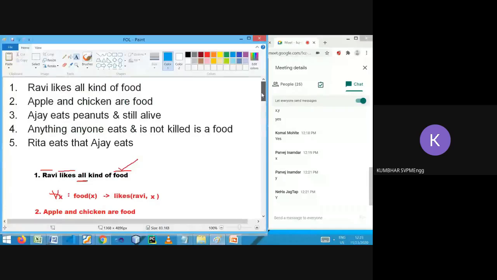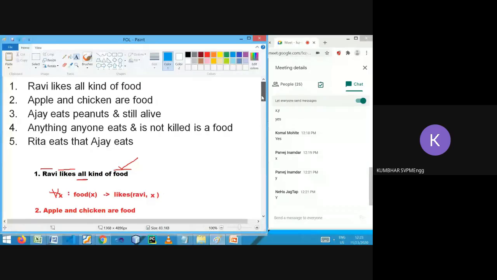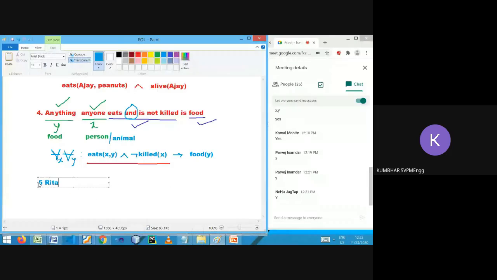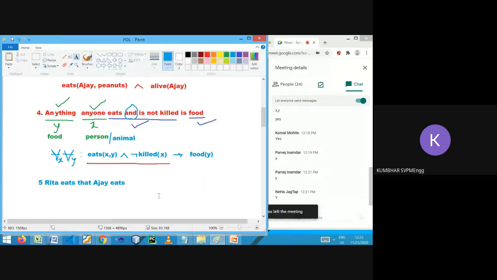The next statement is Rita eats that Ajay eats. Rita eats that Ajay eats. Yes. Please, I expect now you should try for this. How can we represent this using FOL?